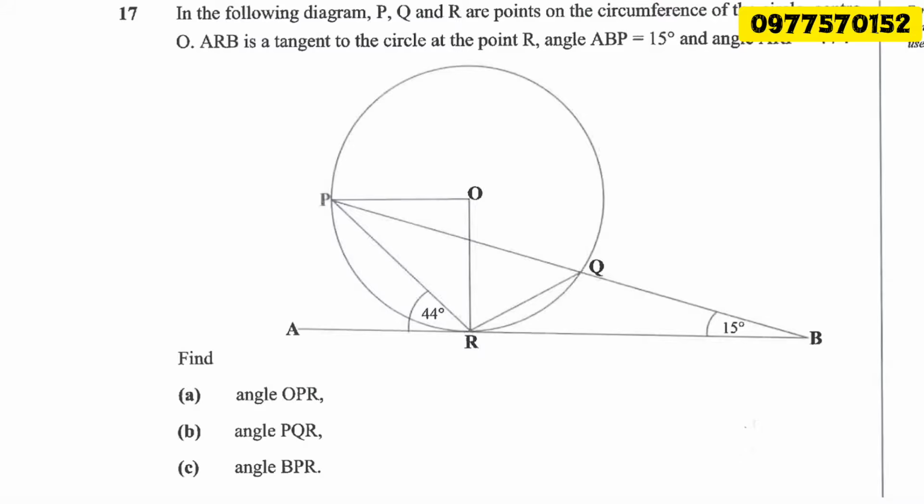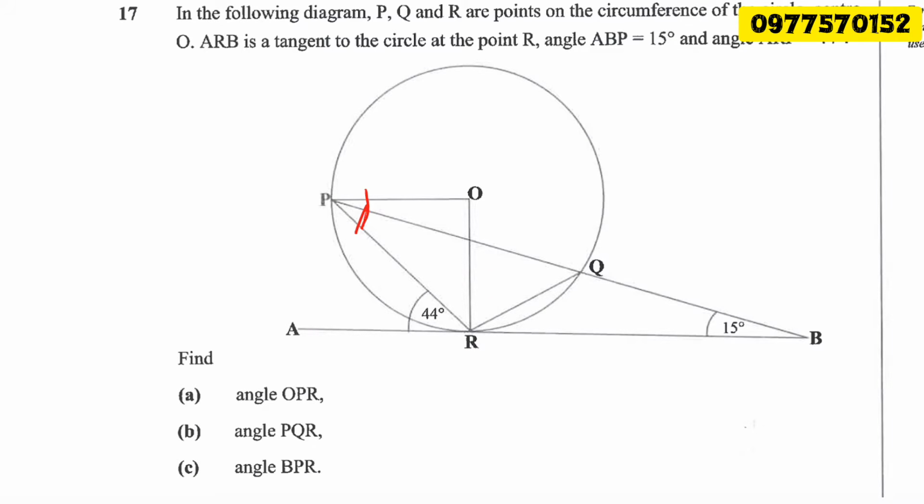Okay, just to show that we're multiplying, then divide later. Simple, right? 17 is under, what's the question? Is this circle theorem? In the following diagram, P, Q, and R are points on the circumference of a circle, center O. ARB is the tangent to the circle. So this is the diagram in other words. Now the first question is saying calculate the angle OPR. Okay, that angle. That one is very simple.